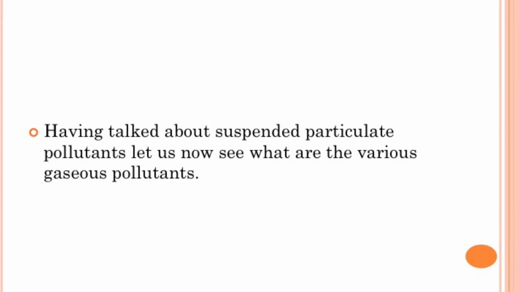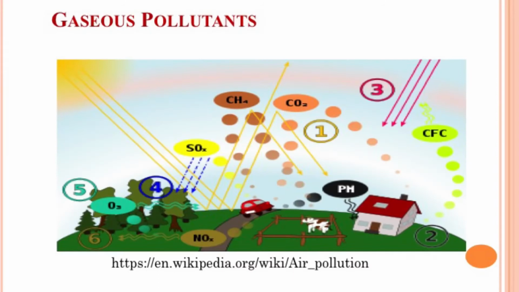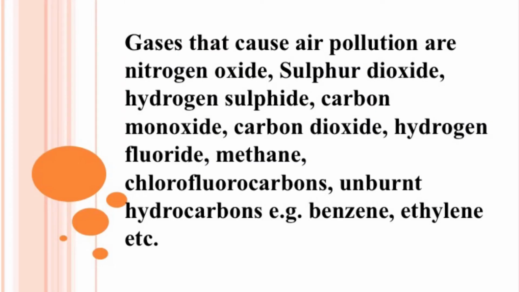Now, having talked about suspended particulate pollutants, let us now see what the various gaseous pollutants are. In the slide, you can see the various gaseous pollutants, which are nitrogen oxide, sulfur dioxide, hydrogen sulfide, carbon monoxide, carbon dioxide, hydrogen fluoride, methane, chlorofluorocarbons, unburned hydrocarbons, for example, benzene, ethylene, etc., which are all gases that cause air pollution.